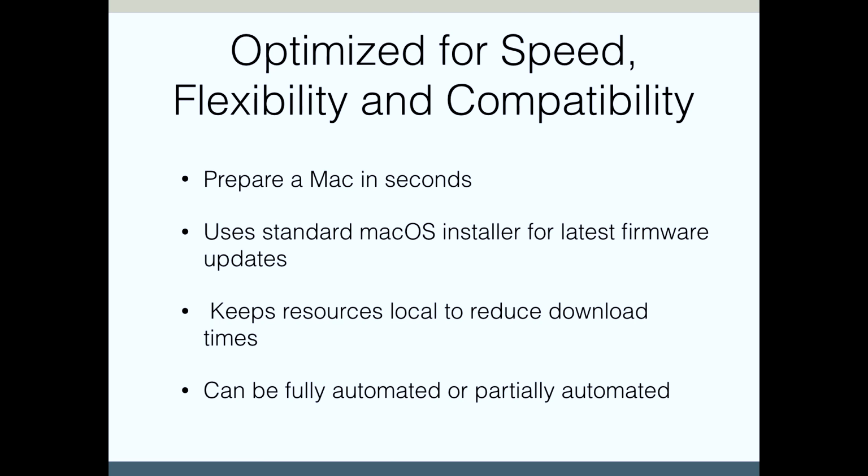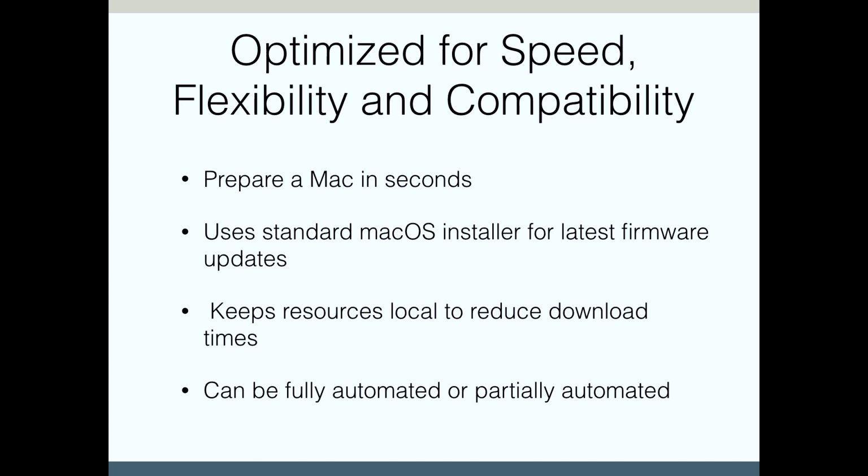And so I thought everyone should get really fast SSDs and use those, and that helps when you're copying it to the drive. But when you're deploying it, it doesn't really make that much difference. So go to Amazon, buy a $10 thumb drive, and it'll work fine. And it can be fully automated or partially automated.